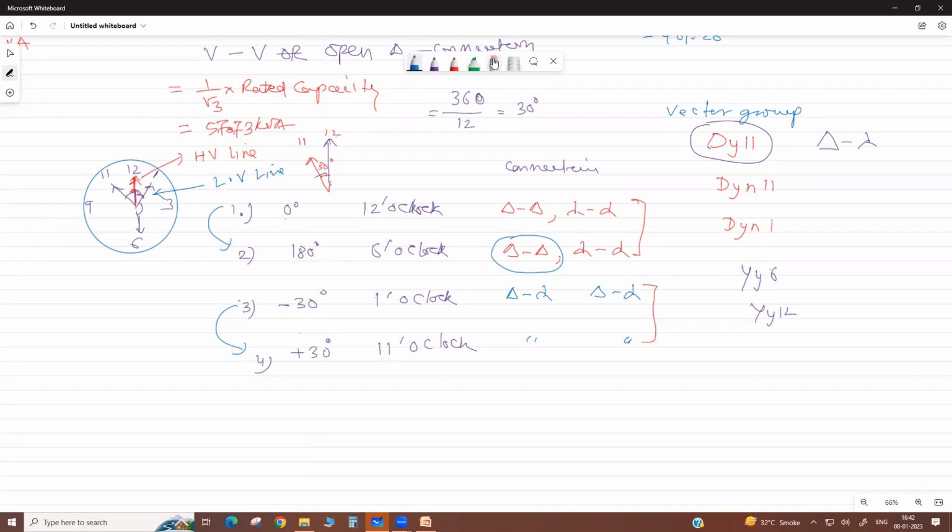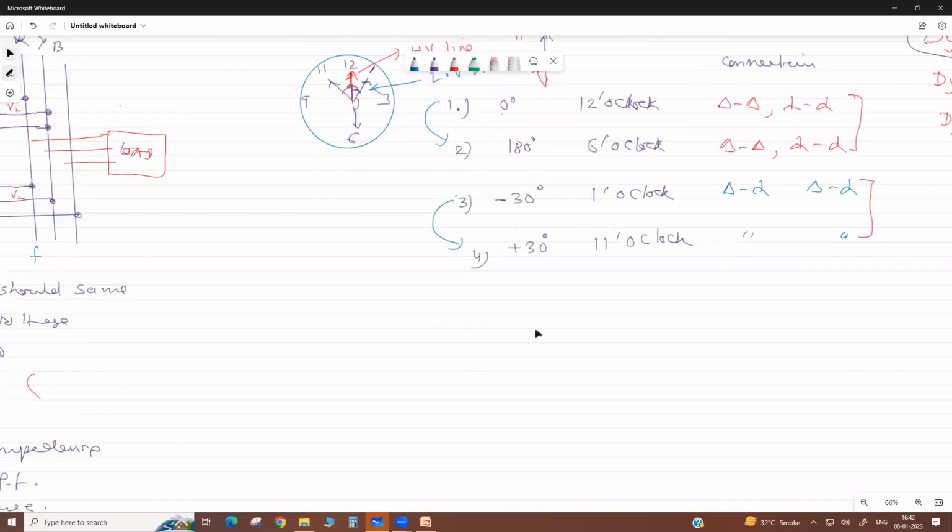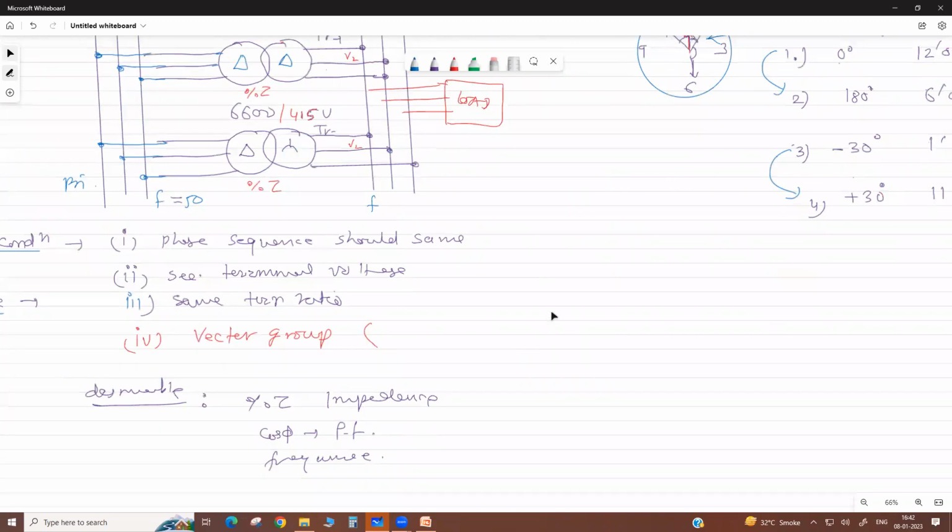Okay. So this is one time this parallel condition. This vector group is also in three phase, very important. Okay.